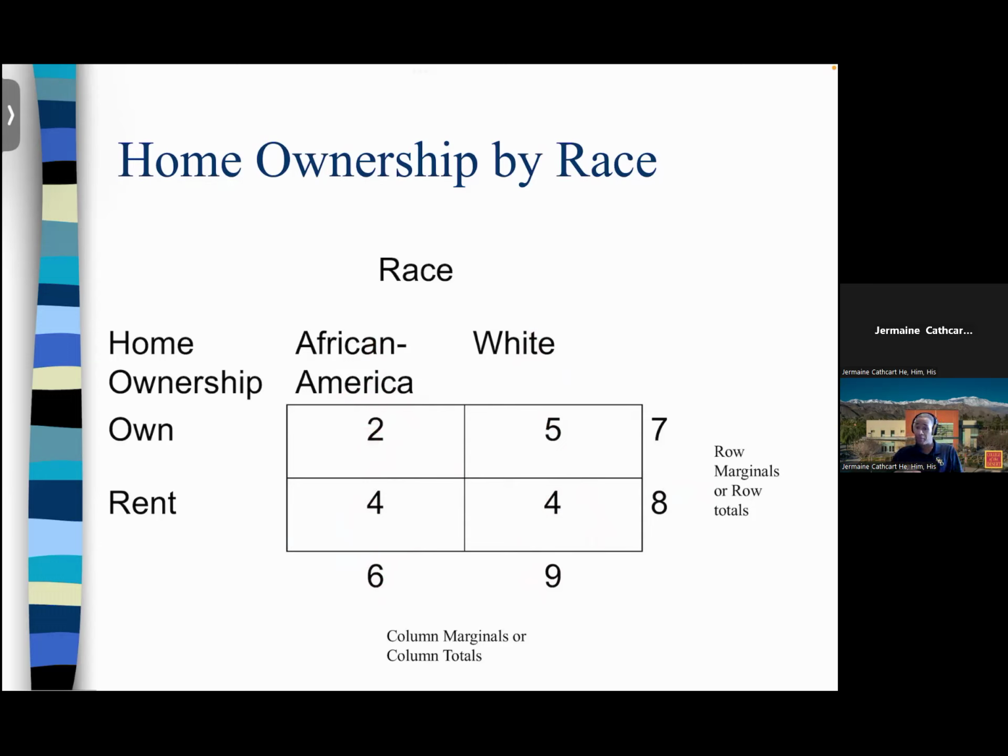Pretty easy to count this up. There are 4 cells. 1, 2, 3, 4, 4 cells. These 6, 9, 7, 8 are not cells. They're the column totals and the row totals respectively.